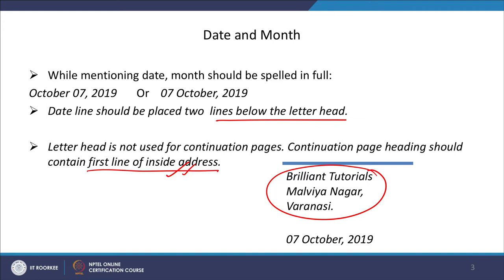So, this is very important, my dear friend. There are certain minor things which at times people forget, and you know that actually gives a very bad impression. And remember, while you are writing a letter, you are the ambassador of the organization. Hence, what you should do is see that the image of the organization is maintained.